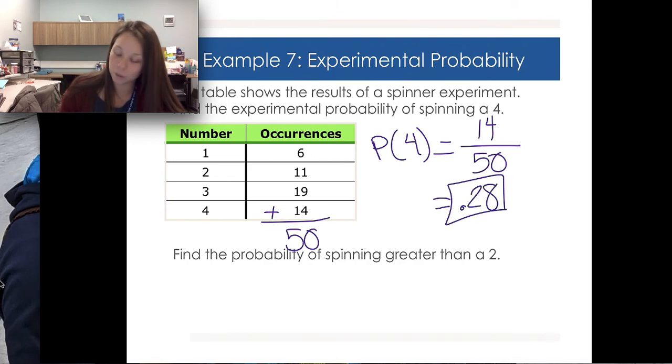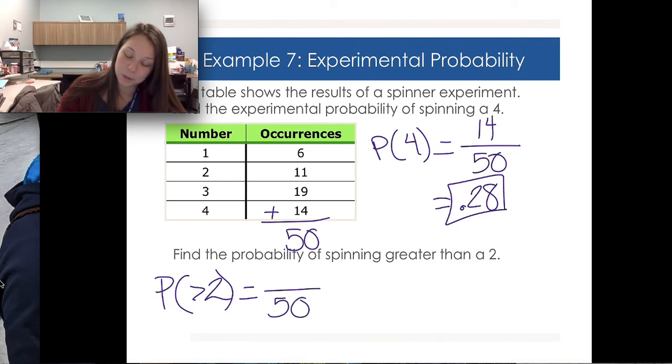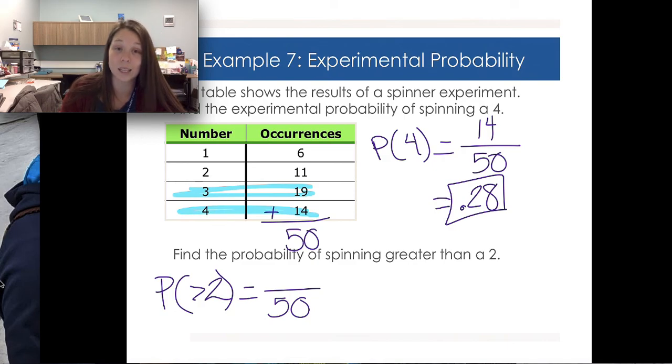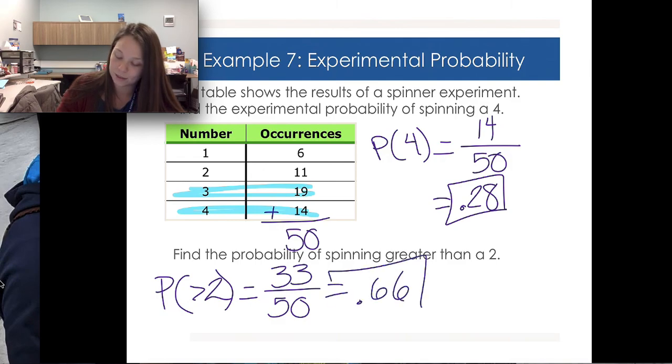For the next one, find the probability of spinning greater than 2. Well, there's still a total of 50 times we spun the spinner. Spinning greater than 2 means spinning a 3 or a 4. So we're going to take 19 and 14 and add those together. And so that's 33 out of 50 for an answer of 0.66.